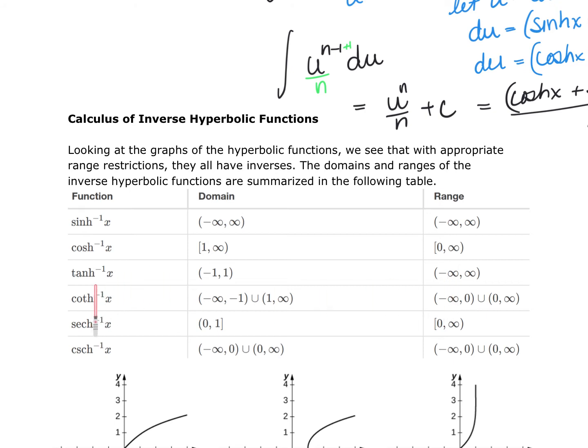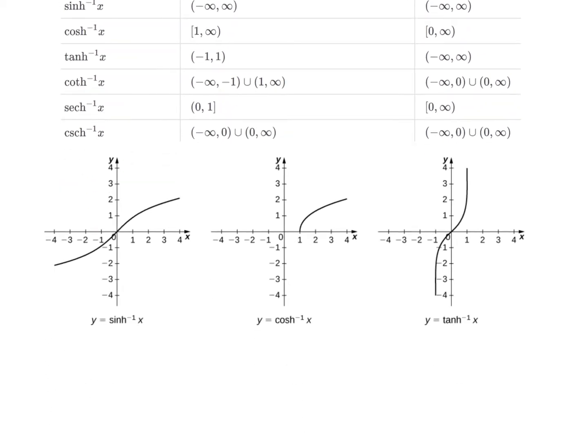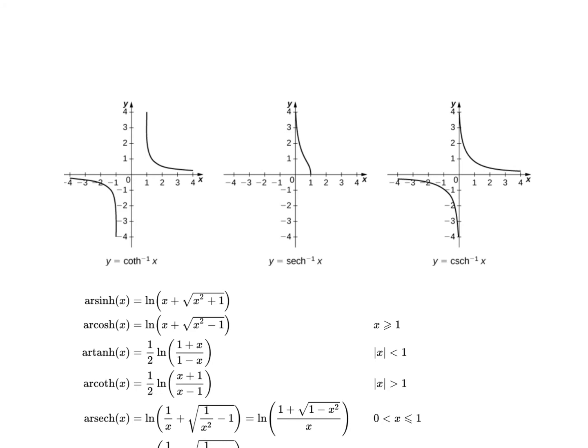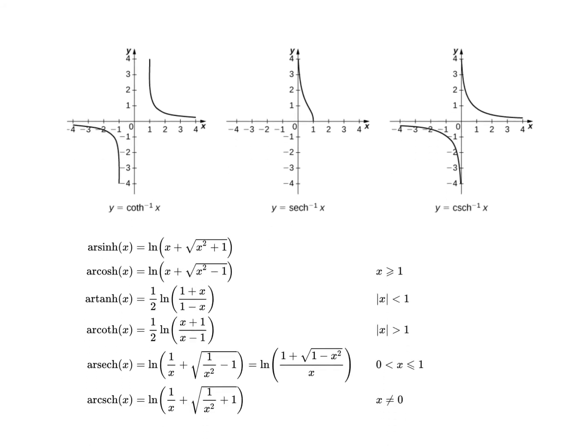The hyperbolic tangent has a domain of negative infinity to infinity with a range of negative 1 to 1. Domains become ranges, ranges become domains. The hyperbolic cotangent is similar, and so are the hyperbolic secant and cosecant. And here are the graphs of the inverses. There are a lot of pages in that, but it is what it is.